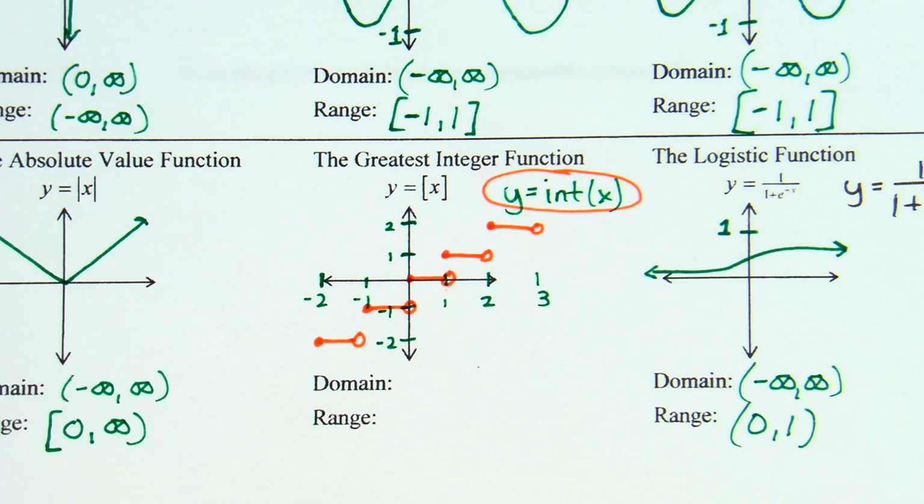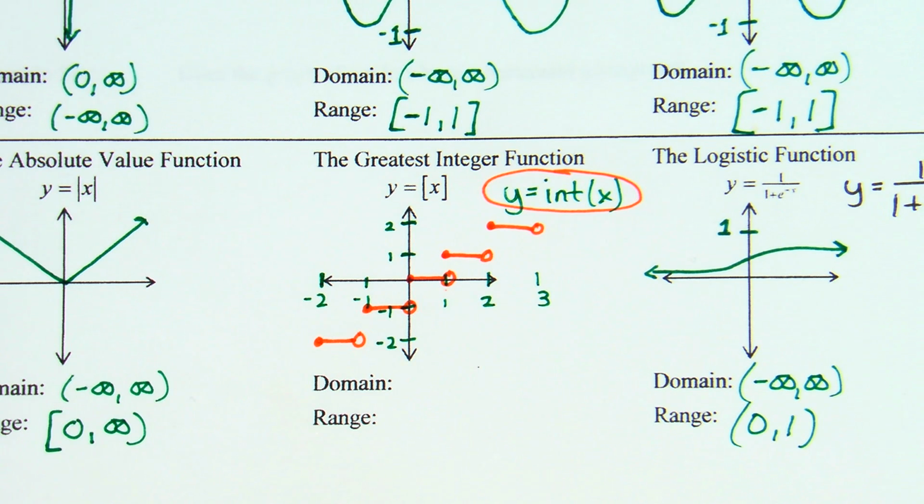Okay, try that again. The closed points, the included points, are always at the left end. The open points, the holes, the non-included points, are always at the right end. Okay. Did everyone figure out how to graph that on your calculator now? Okay.